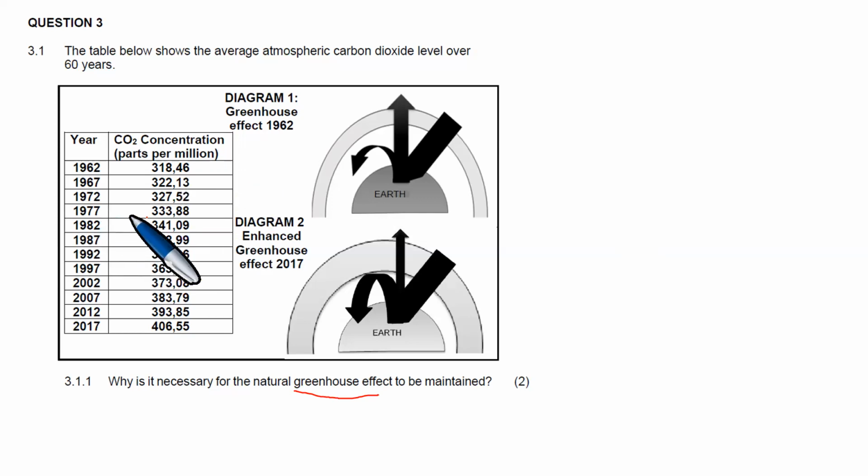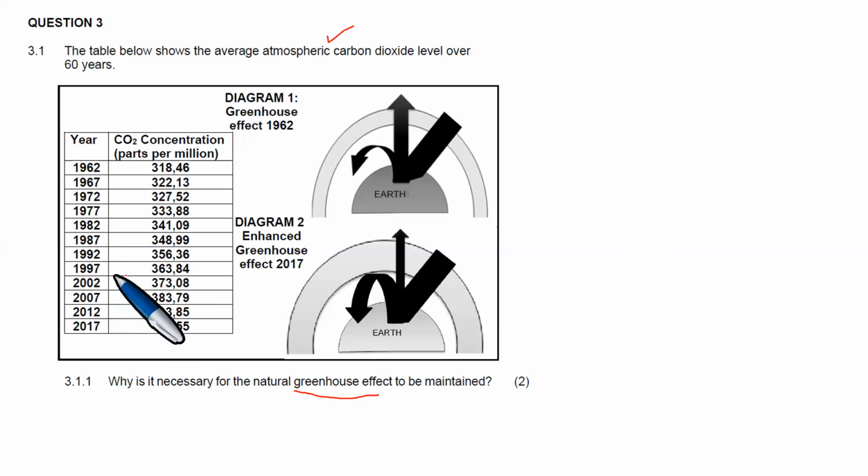In 1977, it increased to 333,88. Then in 1982, what happened? You can see the increase again: 341,09. In 1987, from 341, there was 348,99. These are carbon dioxide concentrations, in parts per million, in the atmosphere. We are speaking about atmospheric carbon dioxide here.